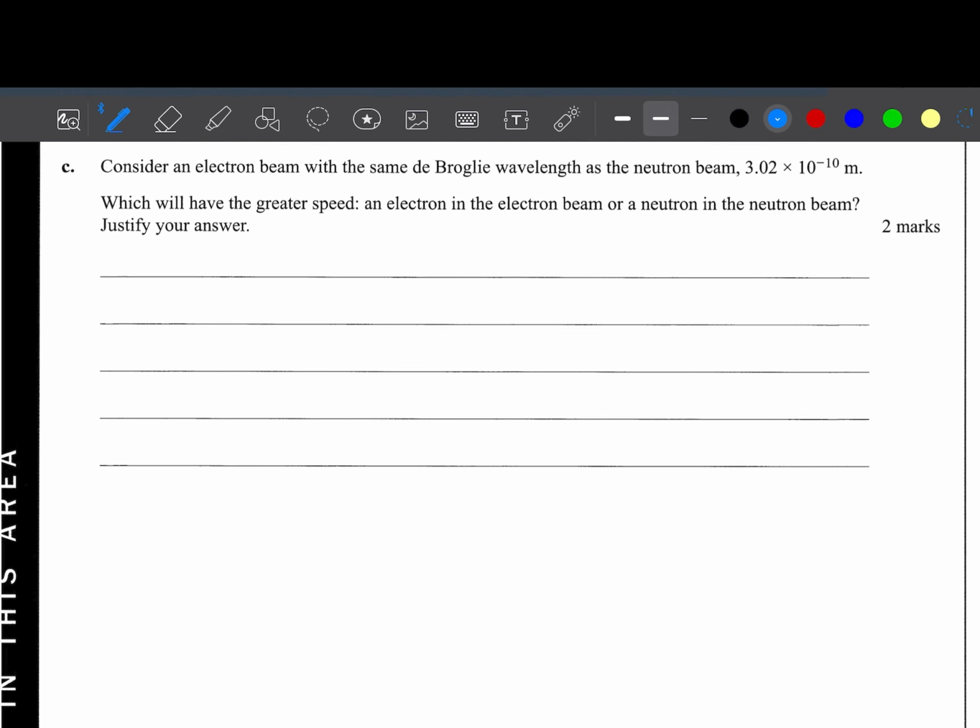Consider an electron beam with the same de Broglie wavelength as the neutron beam. Which will have greater speed, an electron in the electron beam or a neutron in the neutron beam? Justify your answer. Okay, so lambda equals h on momentum mv, where h is constant and the wavelength is constant. So the mass will change because it's an electron. The only things that don't change are h and lambda, which are constant, so mv equals a constant.